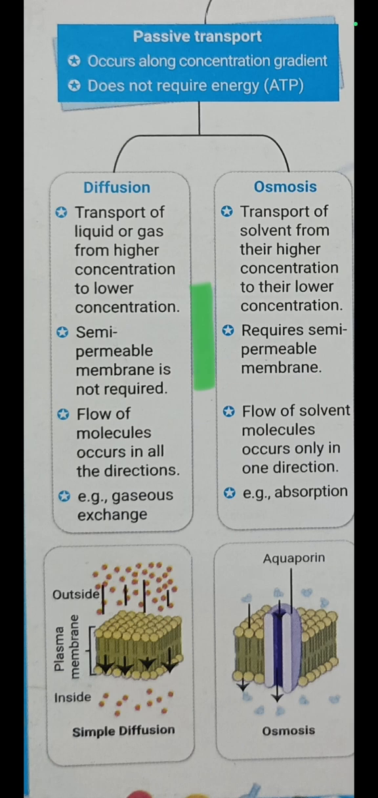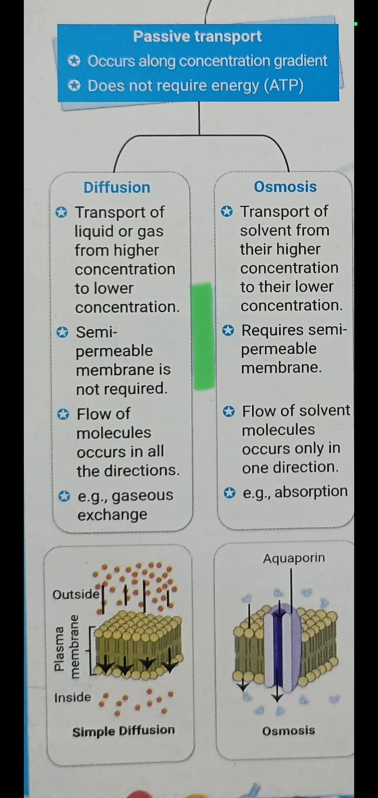Second point is that it occurs along the concentration gradient. Now let's understand what is concentration gradient. So concentration gradient is nothing but the movement of substances from the higher concentration to the lower concentration. Higher concentration of the solvent to the lower concentration of the solvent, and from the lower concentration of solute to the higher concentration of solute.